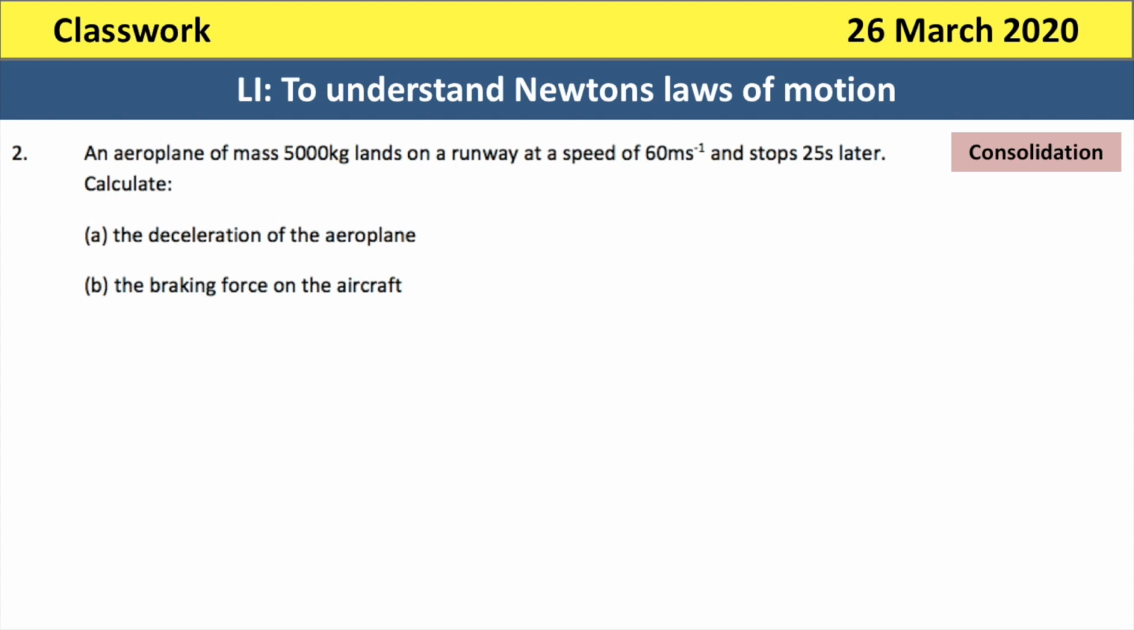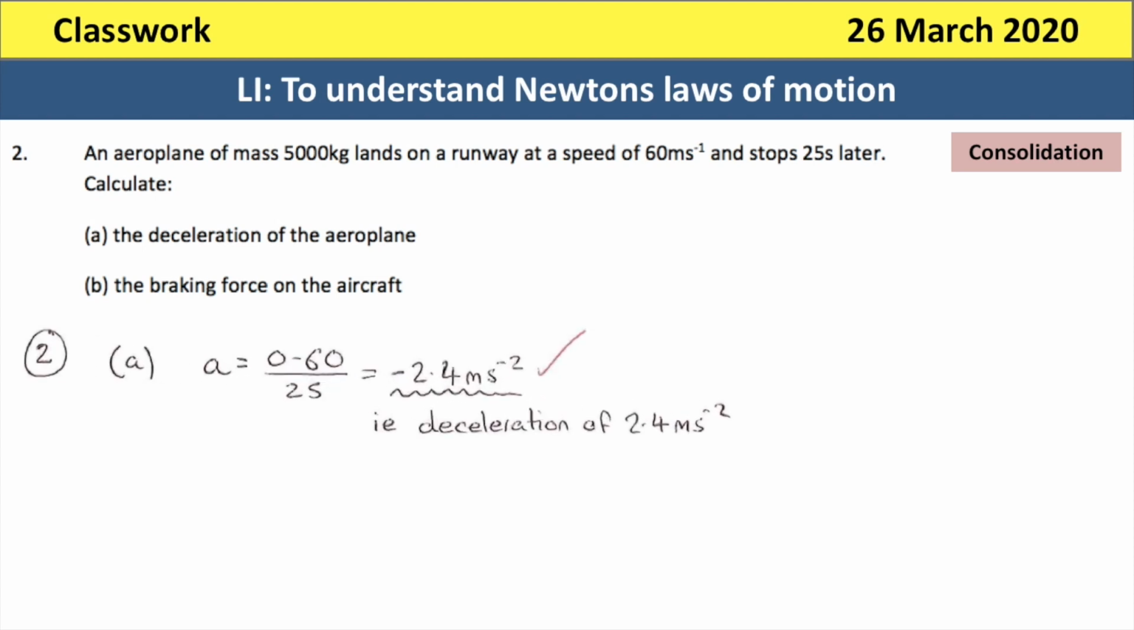Question 2. An aeroplane of mass 5,000 kilograms lands on a runway at a speed of 60 meters per second and stops 25 seconds later. Calculate the deceleration of the aeroplane. Probably the easiest way to do this is to use acceleration as change in velocity over time. Again, you could do it using SUVAT as well. Now, the change in velocity is it's gone down by 60 meters per second in a time of 25 seconds. So that would give us a deceleration of 2.4 meters per second squared.